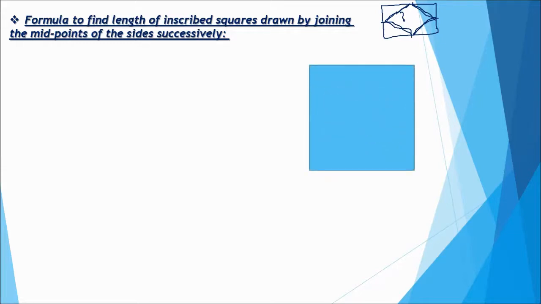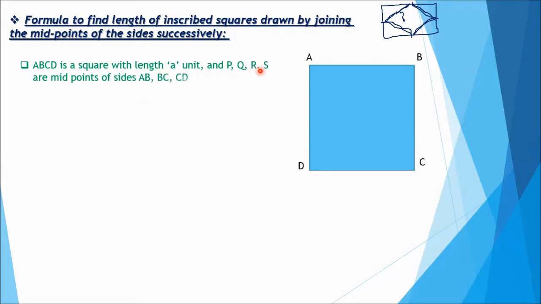Now this is a square ABCD. ABCD is a square with length a unit. Suppose the length of this square is a unit. And P, Q, R, S are the midpoints of sides AB, BC, CD, DA respectively. You can see on the figure also. P is the midpoint of AB, Q is the midpoint of BC, R is the midpoint of CD, and S is the midpoint of DA.